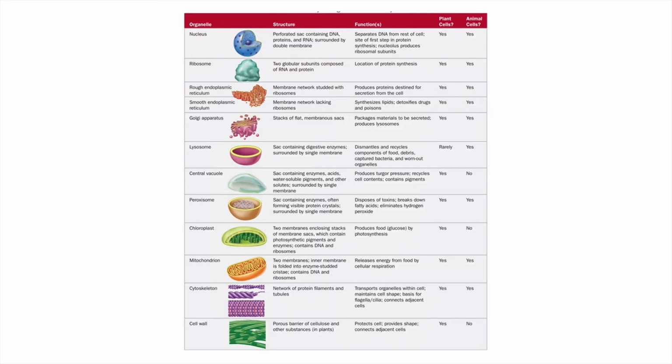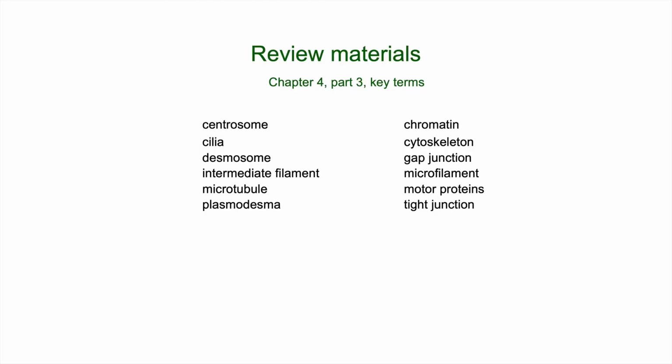And here's a table that you can refer to that kind of gives you a small visual to remind you of an organelle or structure. It gives you an idea of what its functions are, and then it identifies whether it's found in just plant cells, just animal cells, or both cell types.